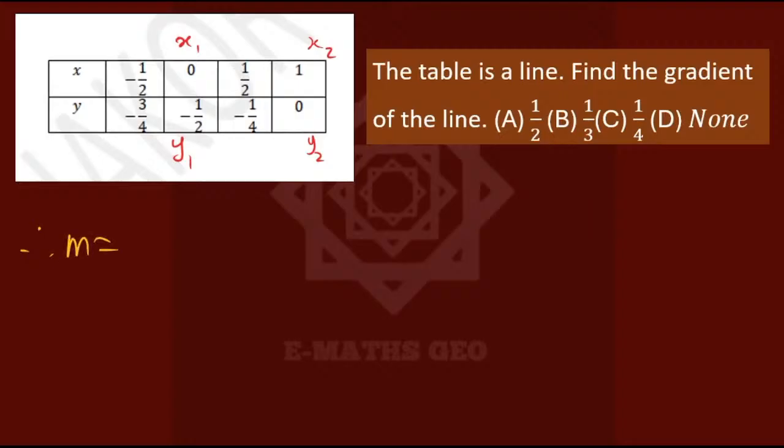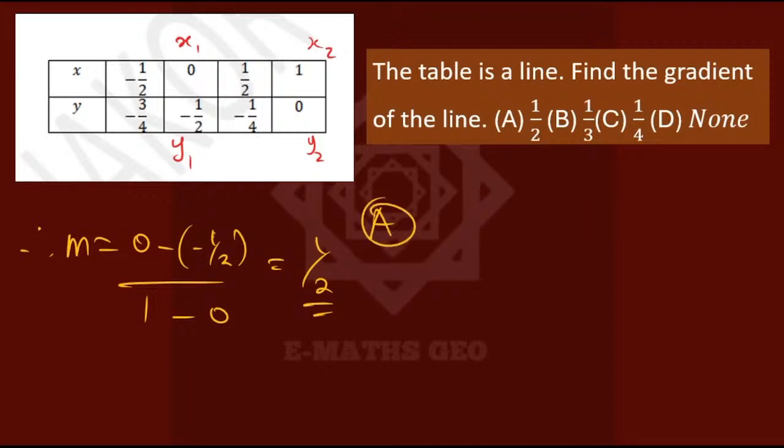Therefore, m is the change, which is y2 minus y1 over x2 minus x1. So that's half over 1, which is half. So that's a. Very simple.